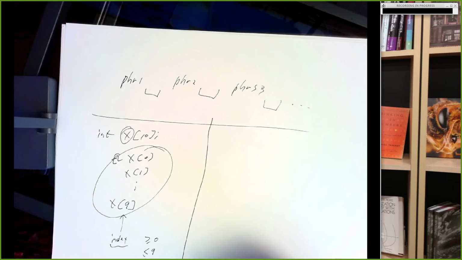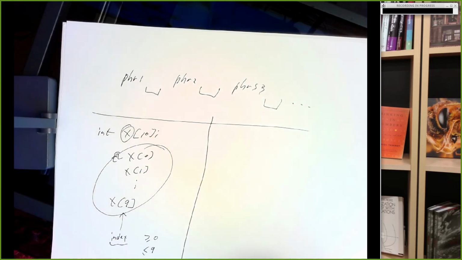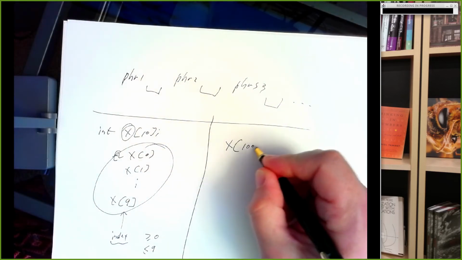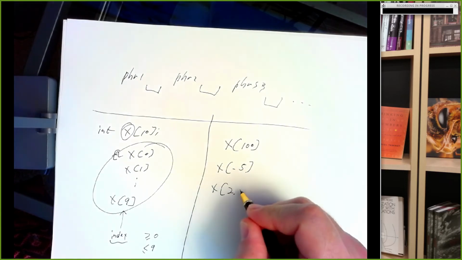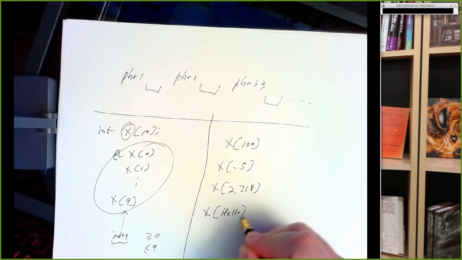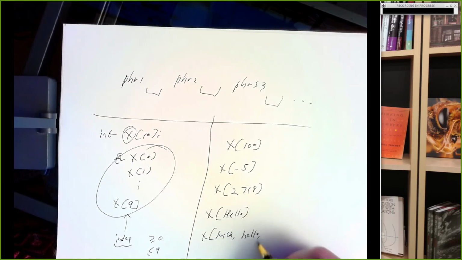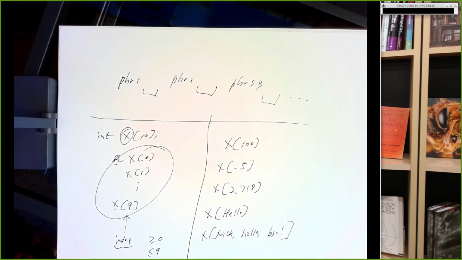Alright, let me say that again. An associative array is like a traditional array, except your index can be more than just an integer between 0 and 9. I could do x bracket 100. I could do x bracket -5. I could do x bracket 2.718. I could do x bracket hello. I could do x bracket Nick, comma space, hello, comma space, bye, exclamation mark. With an associative array, your index can be pretty much anything.